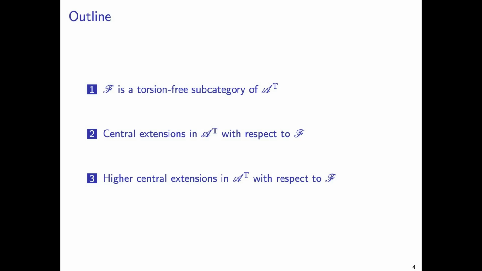Okay. So I structured my talk in three parts. First, I want to show you that F is a torsion-free subcategory of A^T. This implies that F is admissible in the sense of categorical Galois theory, and that it's relevant to consider central extensions in A^T with respect to that. And after that, I want to characterize the higher central extensions in A^T.